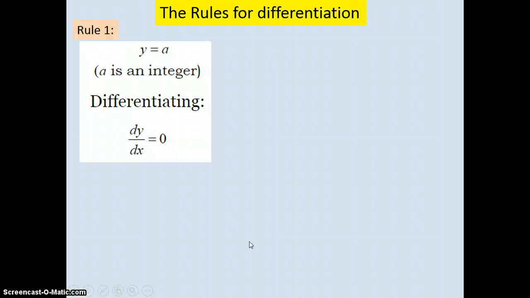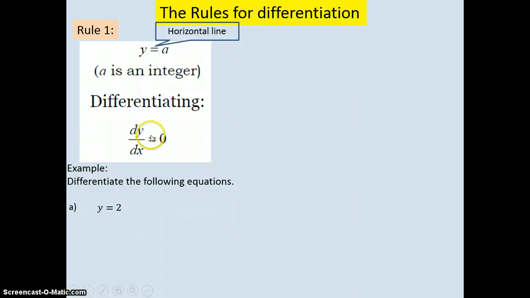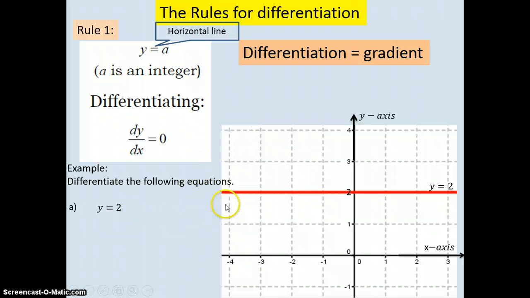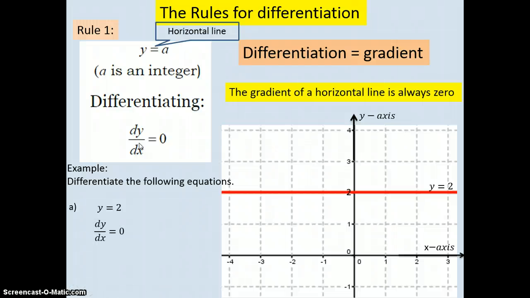The rules of differentiation. The first one, y is equal to a, where a is any number. So here this is just a horizontal line. So the gradient of a horizontal line is equal to 0. We see one example. The line y is equal to 2 is this horizontal line, passing through the point 2 on the y-axis. And we know that the horizontal line has 0 gradient, therefore dy/dx is equal to 0. The gradient of a horizontal line is always 0.